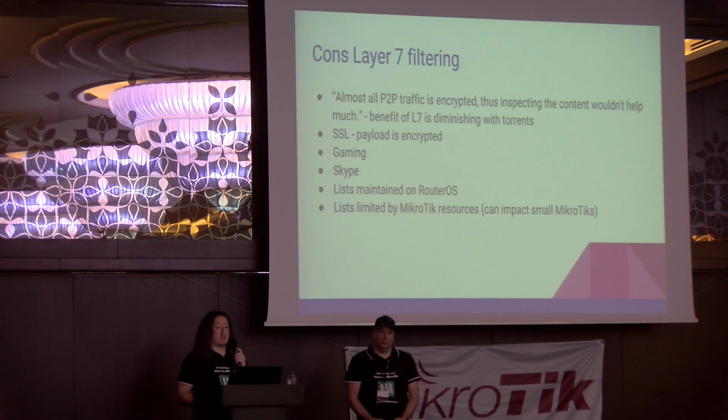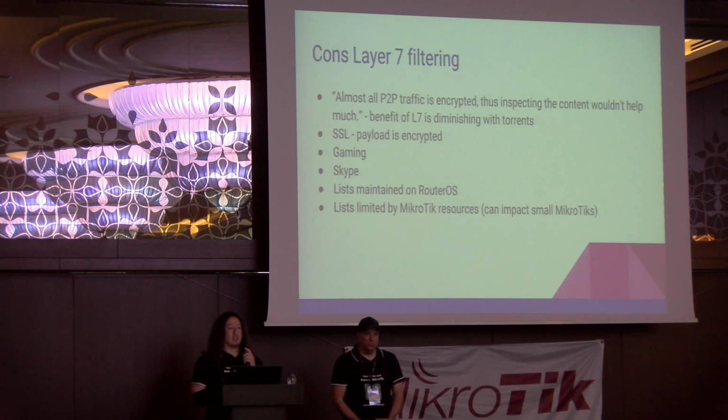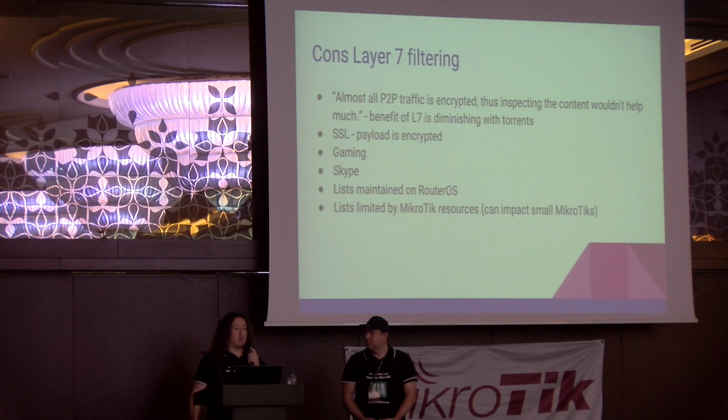Layer 7 filtering is expensive CPU-wise. If you want to add a list of 1 million entries on the Mikrotik, if we take the 941 HIP Lite, it's not going to be very happy with you to try and keep up with layer 7 filtering. It doesn't have the processing power. So that's not really ideal.